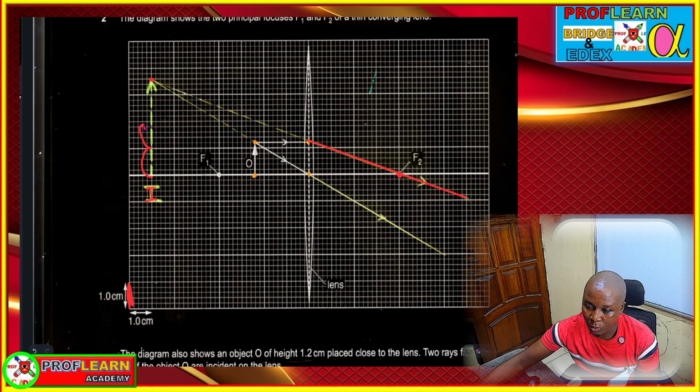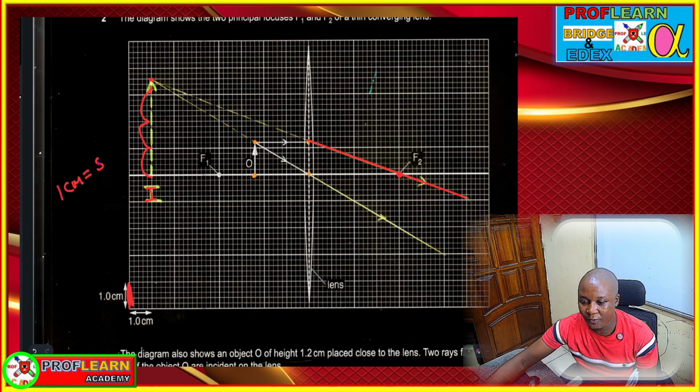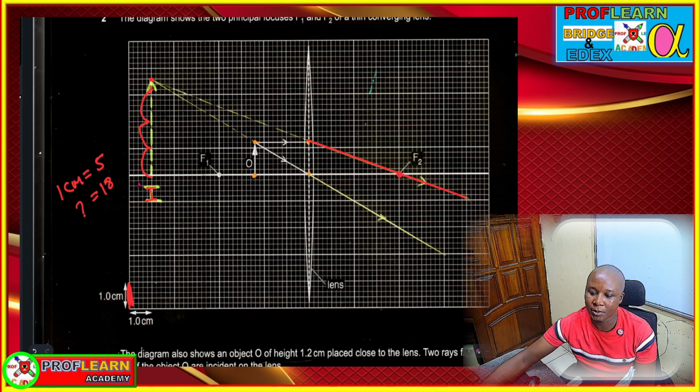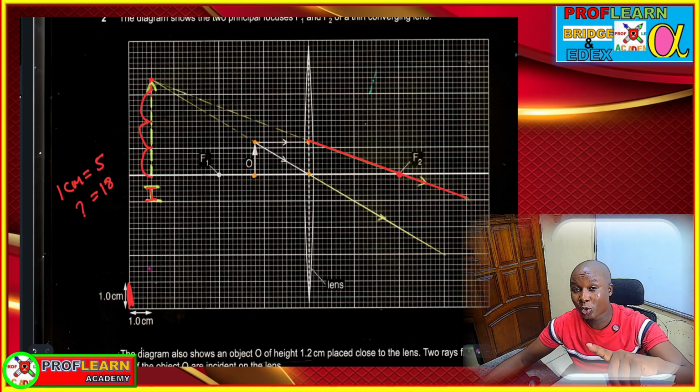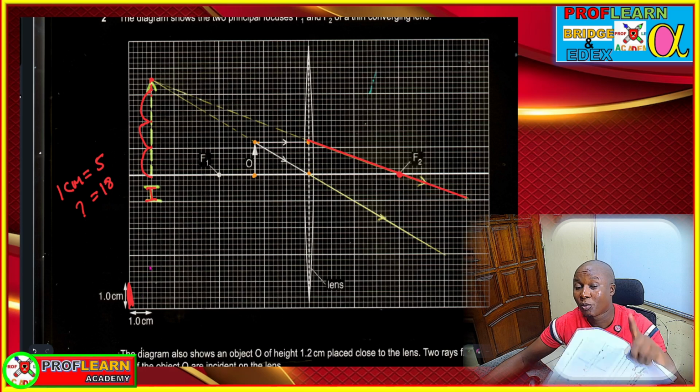1, 2, 3. And how many tiny boxes? 1, 2, 3, 4. So meaning that we are rather 18 tiny boxes. So we are going to say that 1 centimeter is equal to 5 small boxes. What about 18 of them will be how many centimeters? Because from here, this is 5, this is 10, 15, 16, 17, 18. 18 will be what? 1 centimeter is equal to 5 tiny boxes. What about 18 of them?